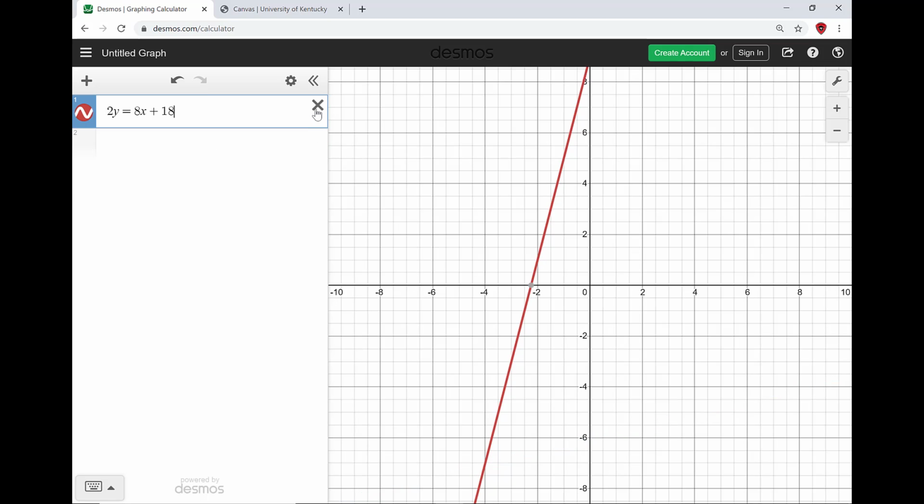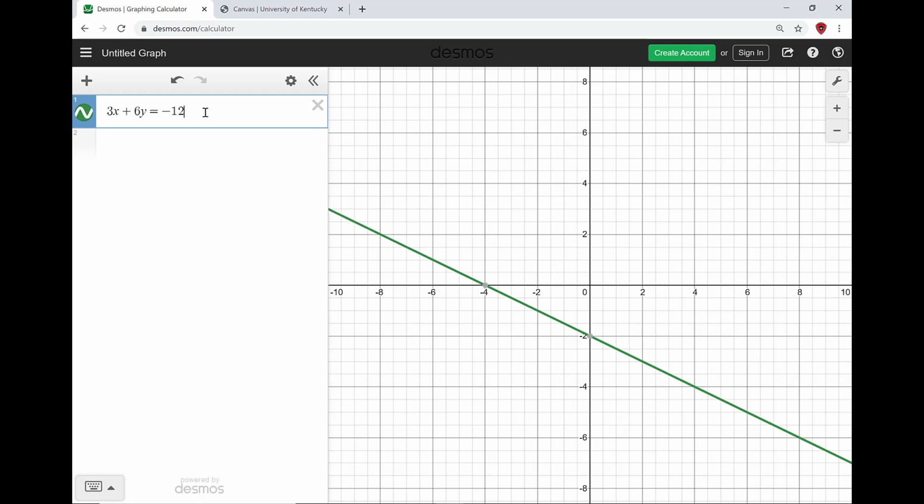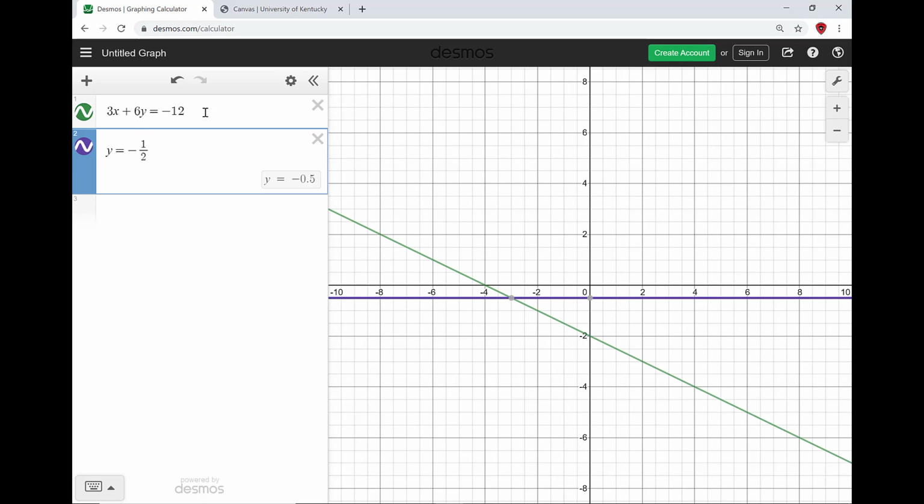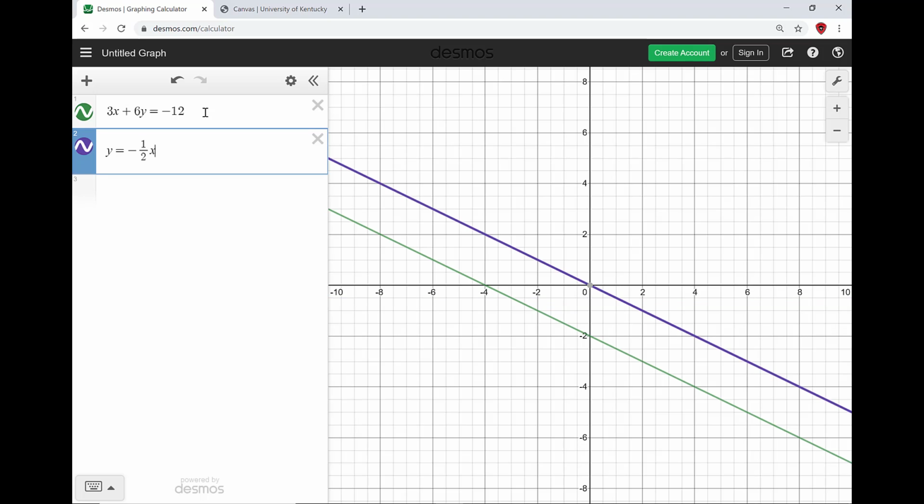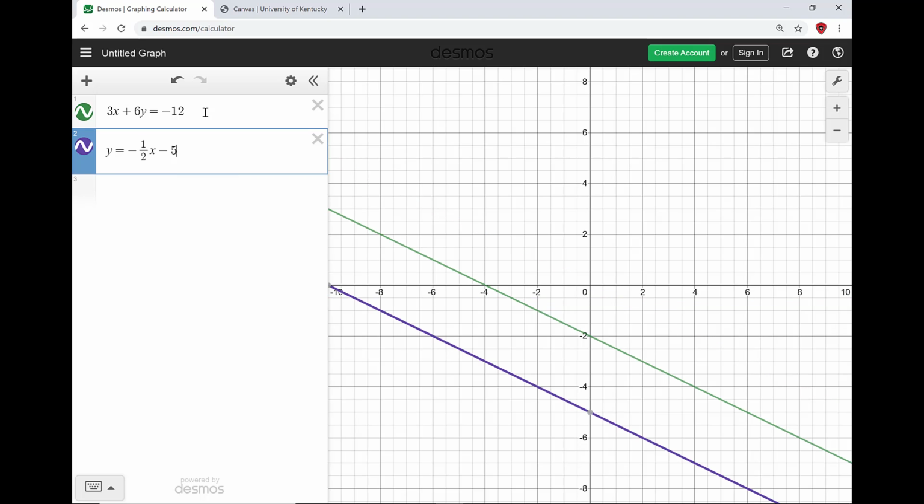I'm going to do a second example real quick just to familiarize us a little bit more with the potential solutions that we might have with a system of equations. Again, this one came from our notes from today. The first equation was 3x + 6y = -12. The second equation was y = -1/2 x - 5.